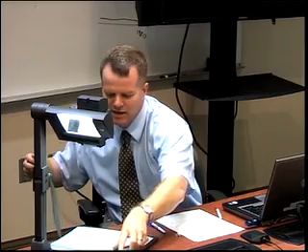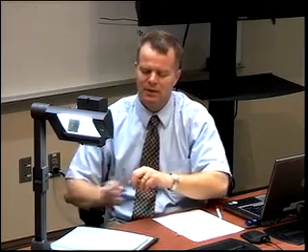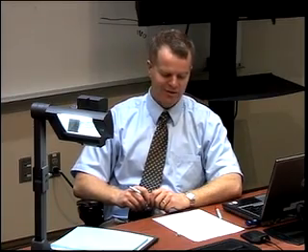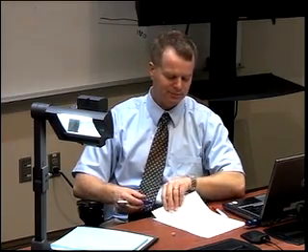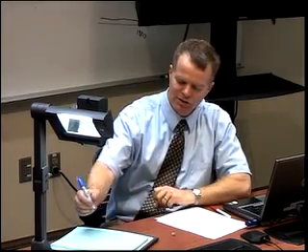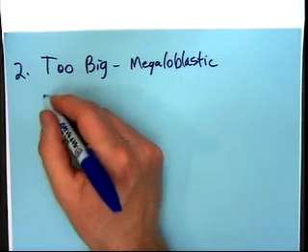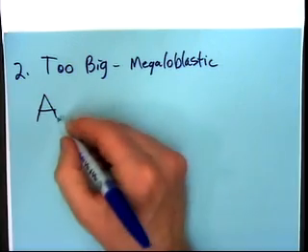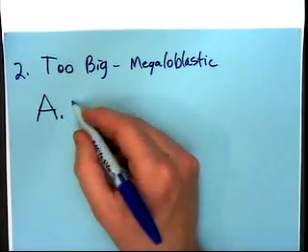The second type of anemia we need to talk about is when the cells are too big, or megaloblastic. Sometimes someone does not have enough red blood cells, but the red blood cells they do have are too big. There are 2 conditions which will cause this megaloblastic anemia. First off, we have vitamin B12 deficiency.